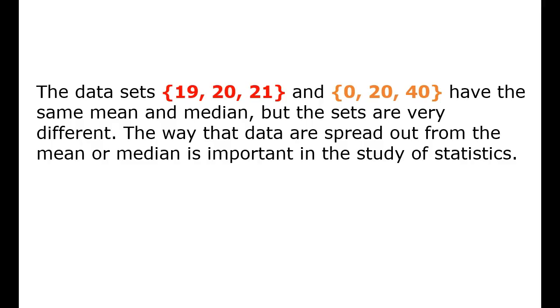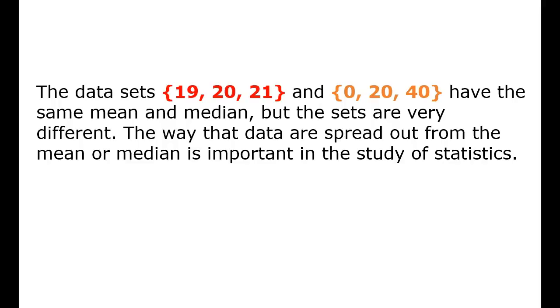So we have 2 data sets here: 19, 20, 21, and 0, 20, 40. They both have the same mean and median. If you find the mean and median of each of these data sets, it's 20. It's the middle number of both, and it happens to be the average of both, but these sets are pretty different from one another. So the mean alone, or the median alone, the measure of central tendency alone, is not enough to describe the data.